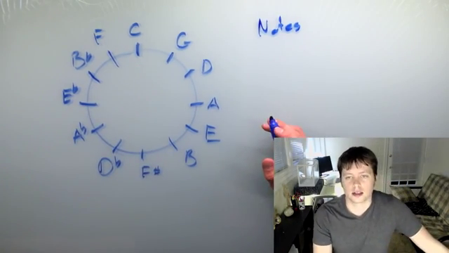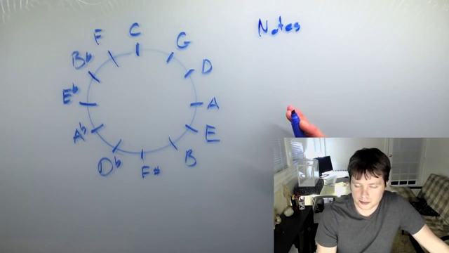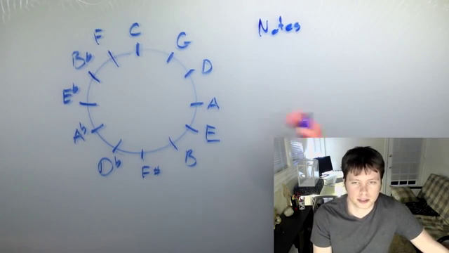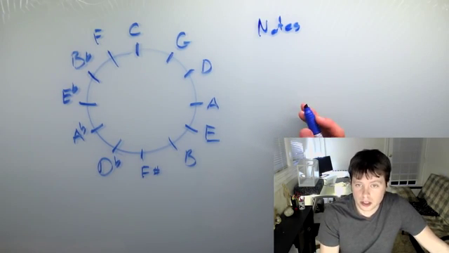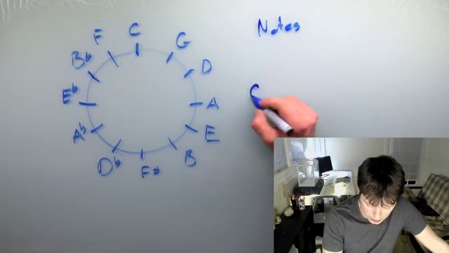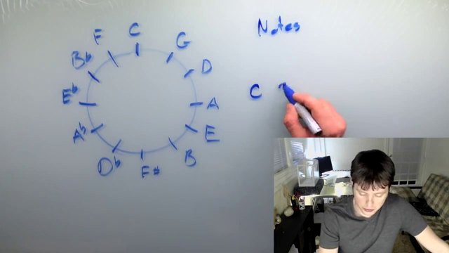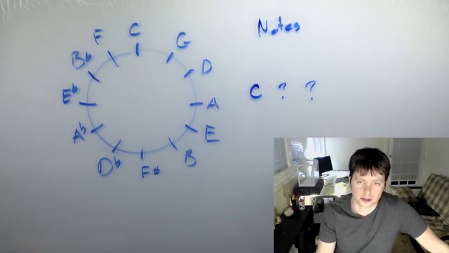Let's suppose that we wanted to create a C major chord. Now you probably already know how to do this, but just bear with me here. So we say we want to make a C major chord, but we don't really know what's in it. Now the first note, of course, is obvious. It's going to be C, but it's a 3-note chord, and we have to figure out the other 2 notes.